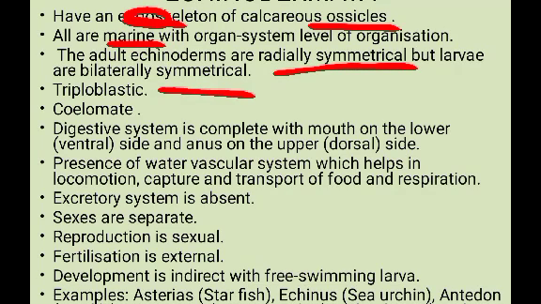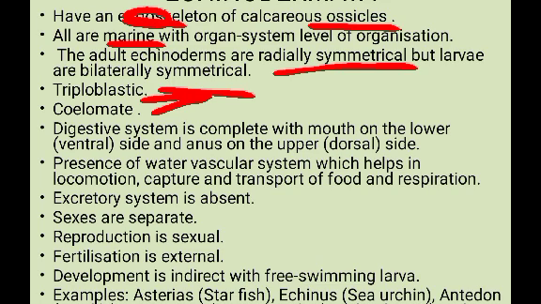Already we have seen that. Then they are triploblastic, with ectoderm, endoderm, and mesoderm in their embryonic layers. They are coelomate with a true body cavity. The digestive system is complete, and here the mouth is present on the lower side, that is the ventral side, and the anus is seen on the upper side, that is the dorsal side.